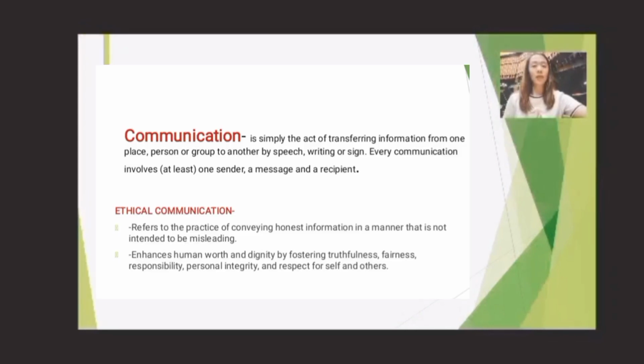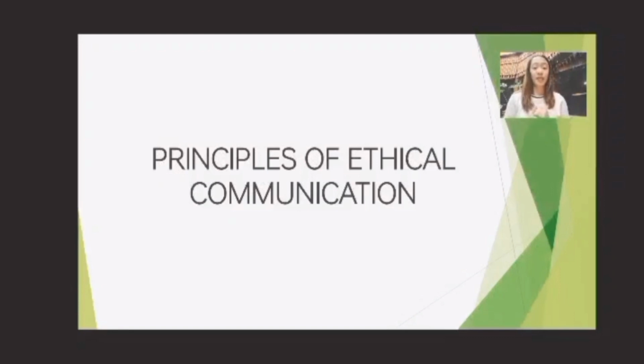We are Group 2 and we are given the task to report about the principles of ethical communication. First of all, we'll give you a brief description of what ethical communication means. Ethical communication simply refers to a practice of conveying honest information in a manner that is not intended to be misleading and also enhances human worth and dignity by fostering truthfulness, fairness, responsibility, personal integrity, and respect for self and others. So we're going to discuss the principles of ethical communication.